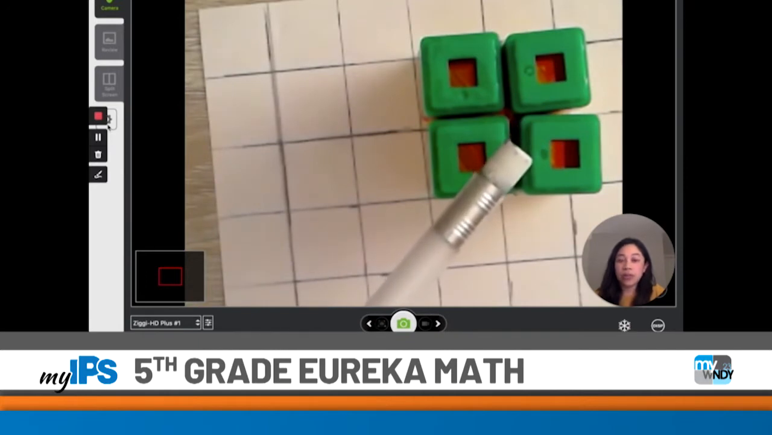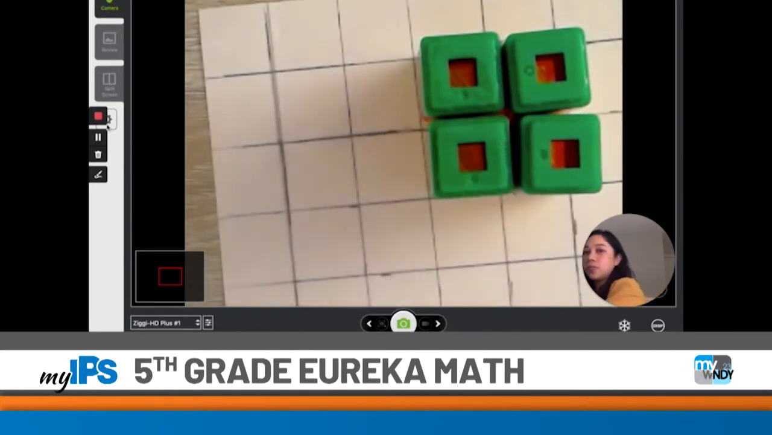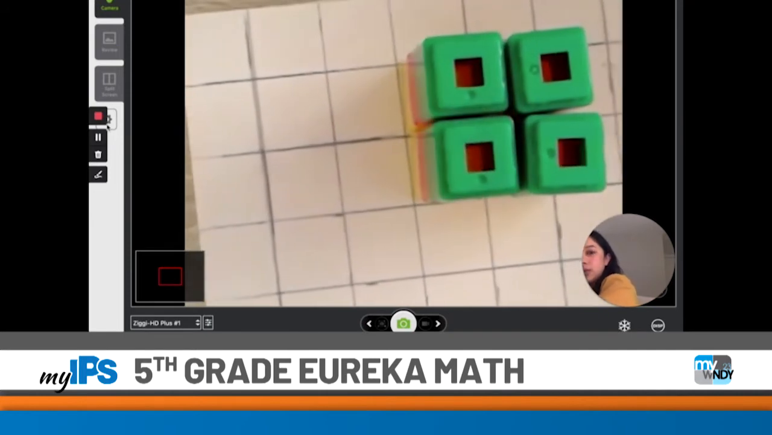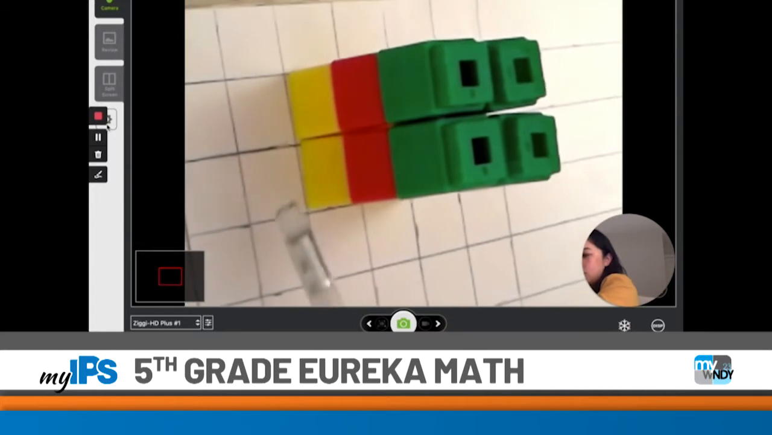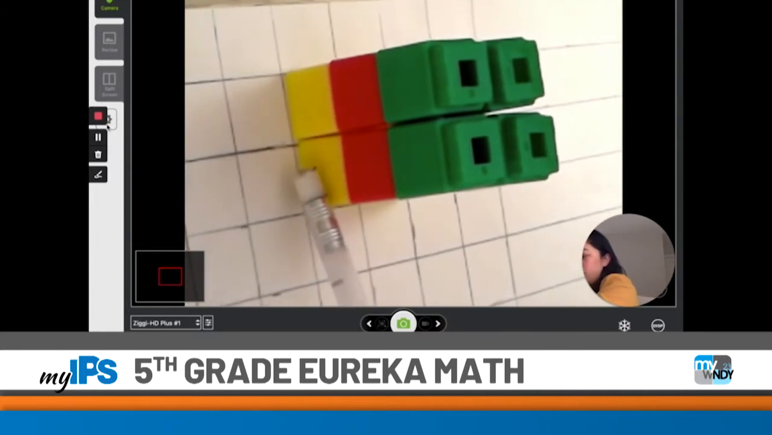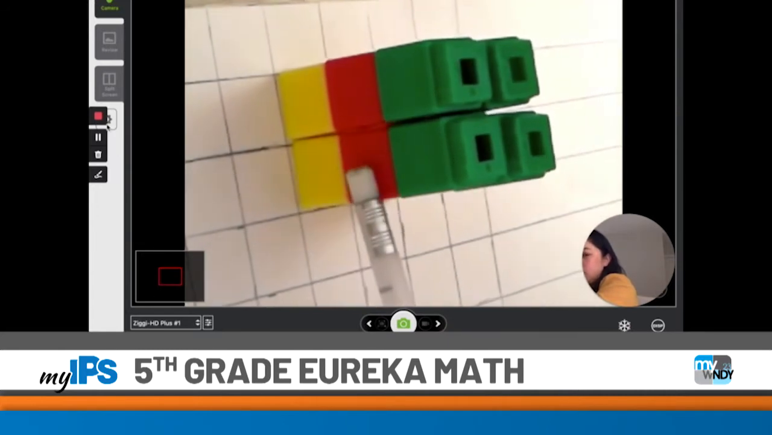So if we counted them by the layers, we could see that it would actually be, if I count, 4, 8, 12.